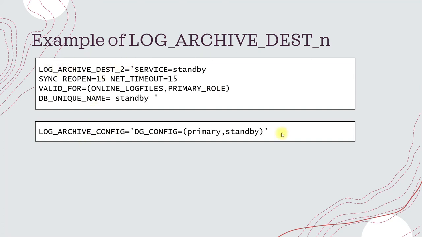Now here comes one more important parameter, log archive config. This particular parameter will specify which databases are participating in the Data Guard setup. So there I am using the primary and standby database. My database name and host name as well are primary and standby. That's what I am using.